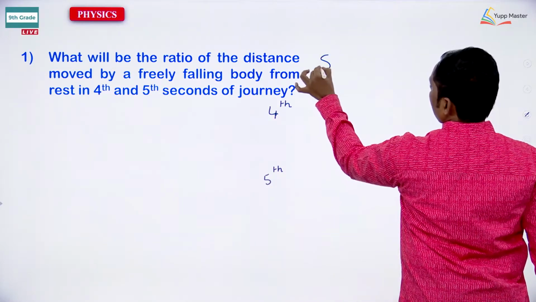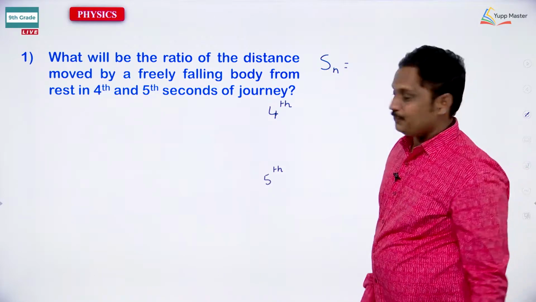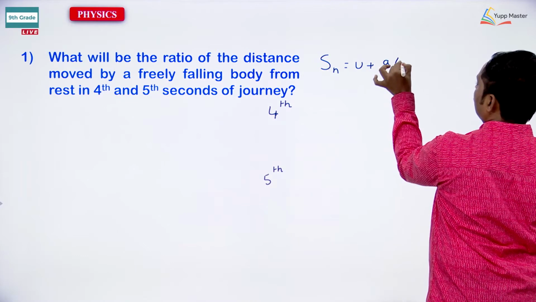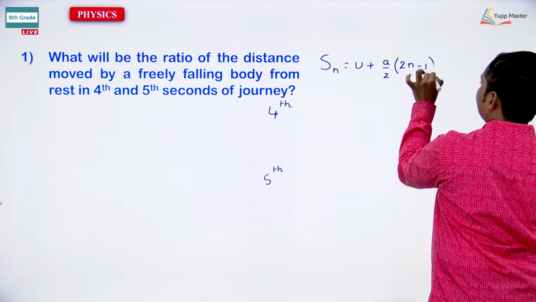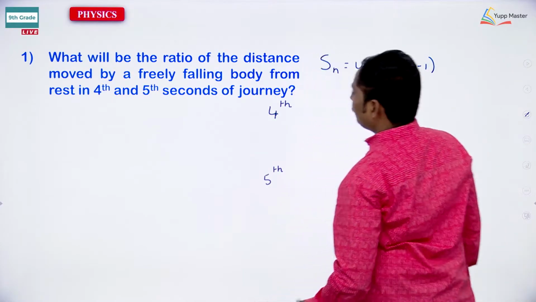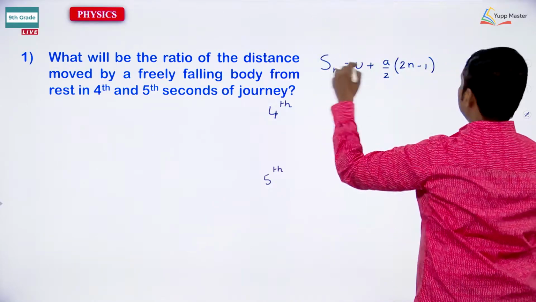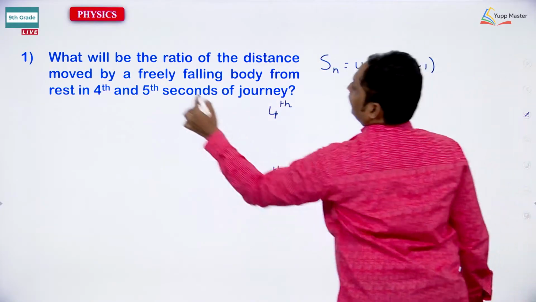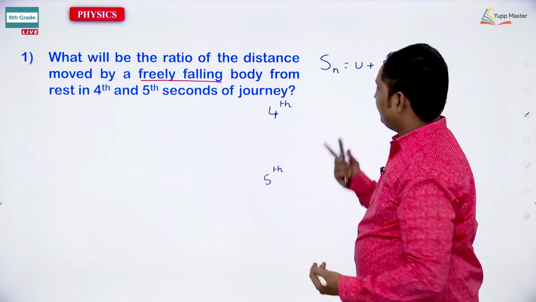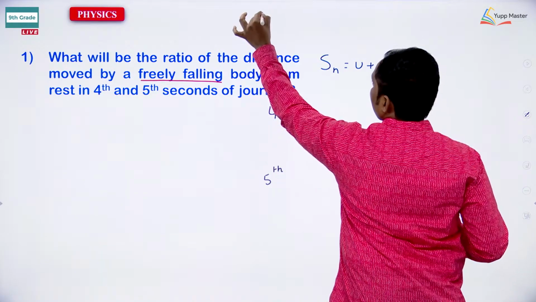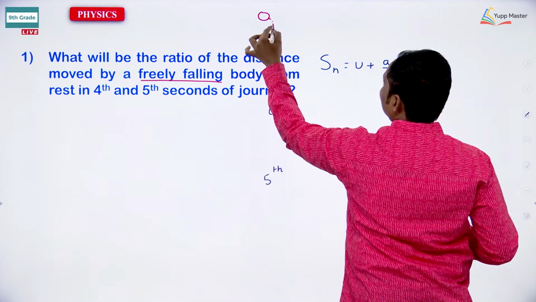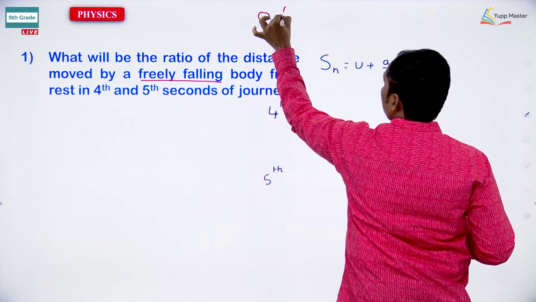Therefore, that formula is Sn is equal to u plus a by 2 into (2n minus 1), very clear. In case of a freely falling body, you are going to get this one. In case of a freely falling body, what are our considerations? Let us see. A body is going to be freely falling.